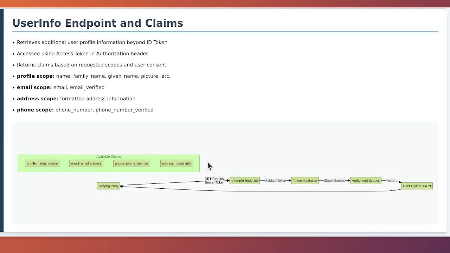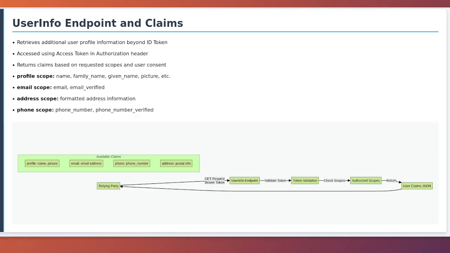UserInfo endpoint and claims. While the ID token contains essential authentication information and basic identity claims, many applications need additional user profile information to personalize the user experience or make authorization decisions. The UserInfo endpoint serves this purpose, providing a standardized way to retrieve comprehensive user profile information from the OpenID provider. This endpoint is accessed using the access token obtained during authentication, and it returns user claims in JSON format, ensuring interoperability across different OpenID provider implementations.